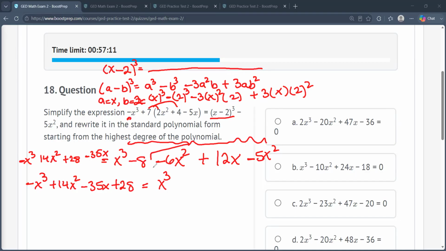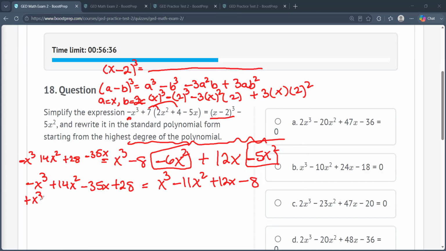And then I have a negative 6x squared and a negative 5x squared. That is 6 plus 5, negative 11x squared. And then you have that 12x and then that minus 8. And then what we want to do is get one side to 0. So I think I'll move everything to the right, because if you look at all the choices, the first term is not a negative, so I think I'll move everything to the right.